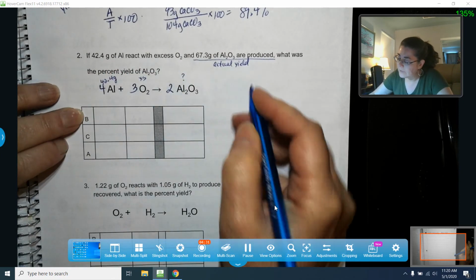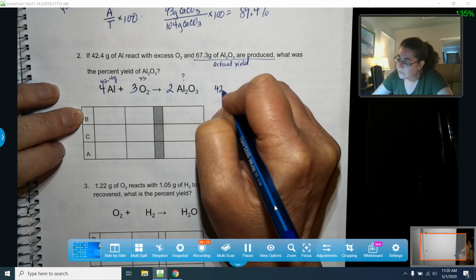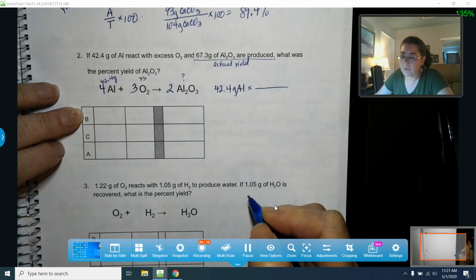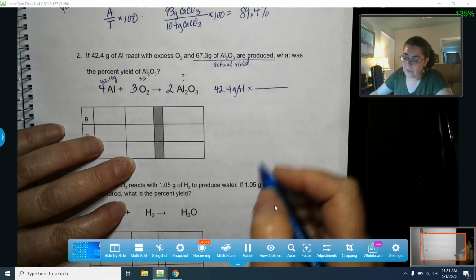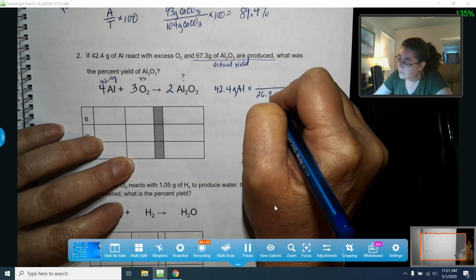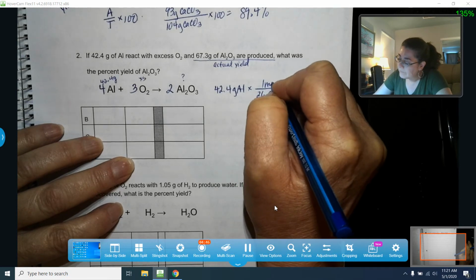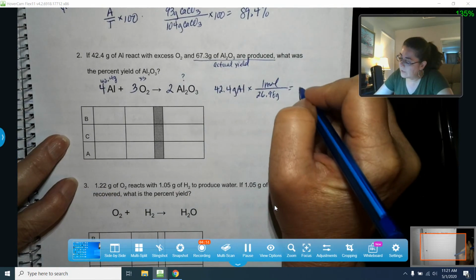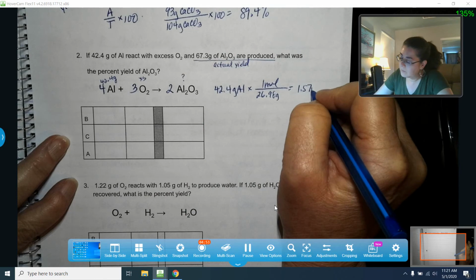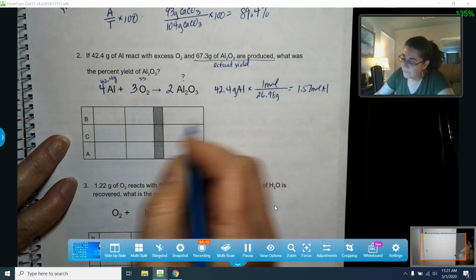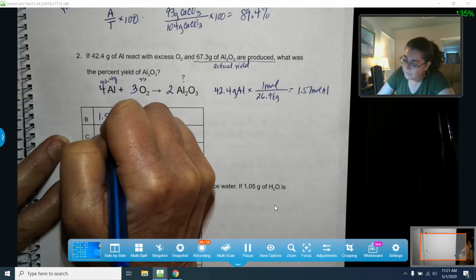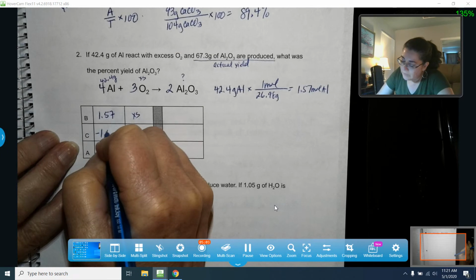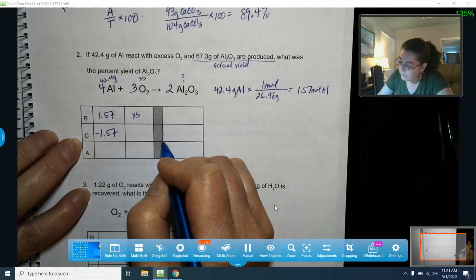Okay, now it's balanced. We're going to change our 42.4 grams of aluminum into moles. So I'm going to use the molar mass of aluminum, which is 26.98 grams. I'm going to take this times 1 divided by that, and I get 1.57 moles of aluminum. Okay, that's what I could put here, 1.57. Okay, this is excess, which means I'm going to use up all of this. And what I want to know is this.